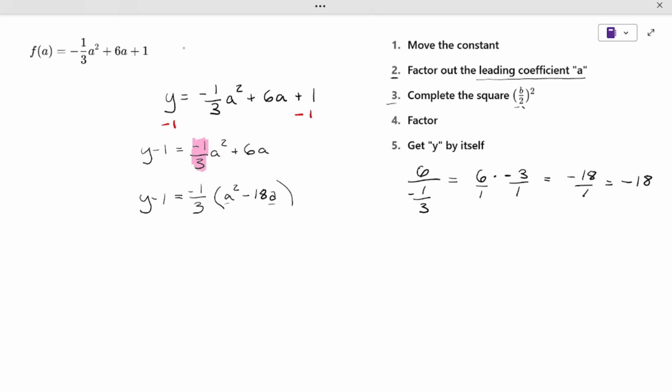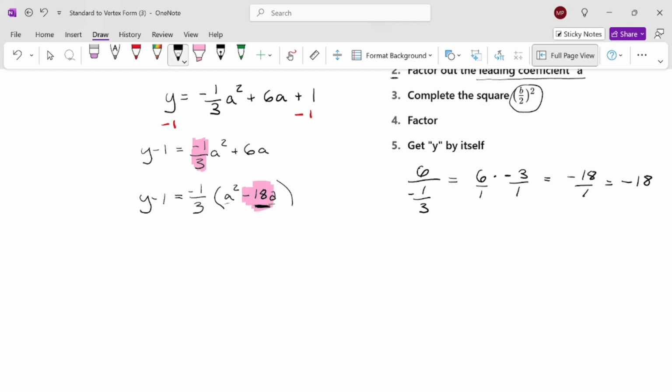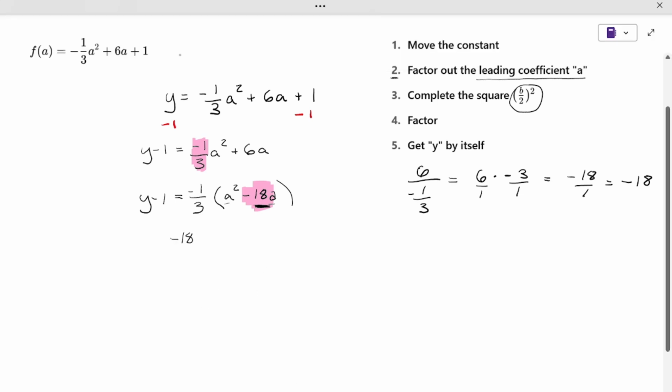Number 3, complete the square. b squared, or b divided by 2 squared, and that value squared. And it is a little confusing because we have an a here. This second term is still our b term. So let me just highlight this, make sure we understand that this -18 is our b term. So we will take -18, we will divide that by 2, so that gives us -9. And when we square that, we get a positive 81.